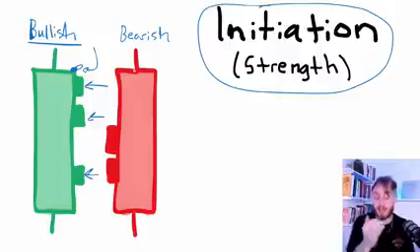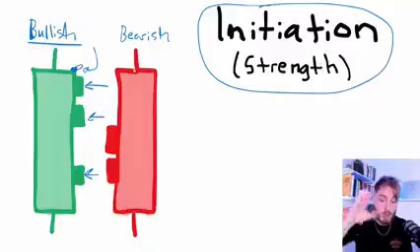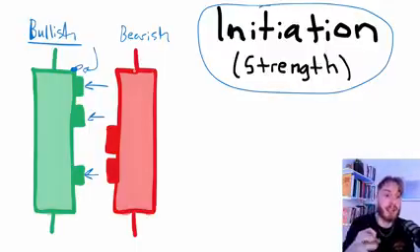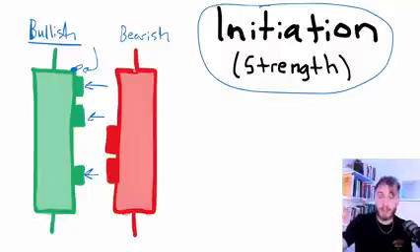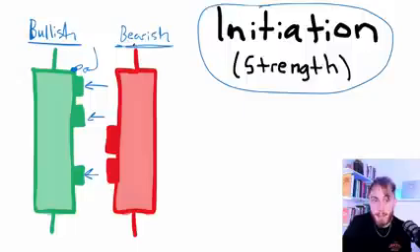Well, the imbalances tell us that lots of aggressive buyers took liquidity from the book and tried to push the price higher. And what the candle close tells us is that the aggressive buyers succeeded in doing this, which is a very bullish sign. The opposite is true for the bearish initiation.